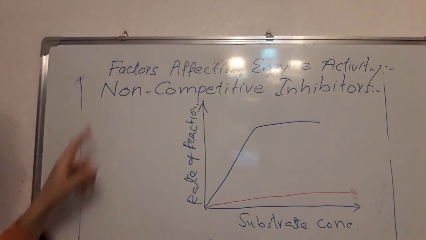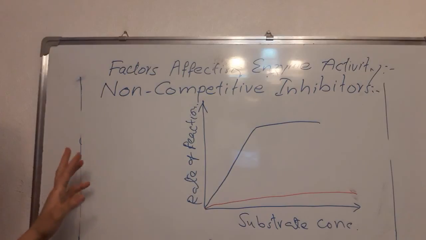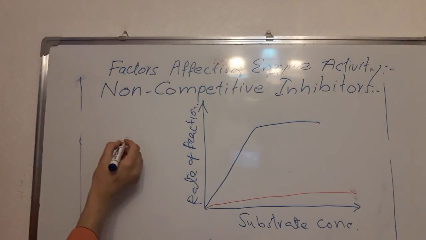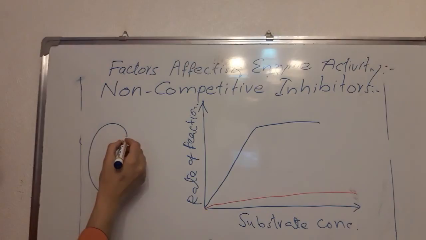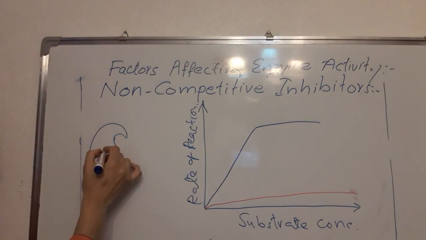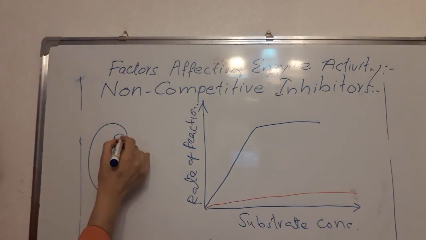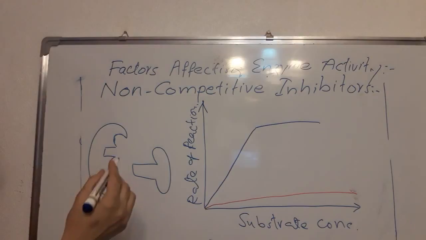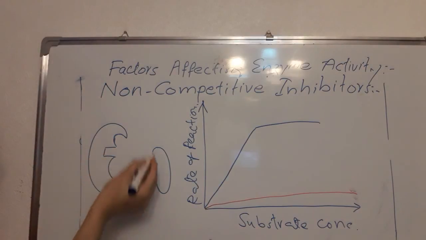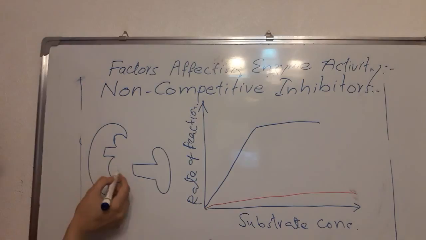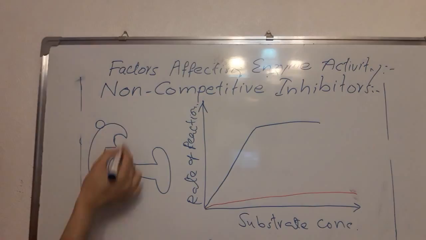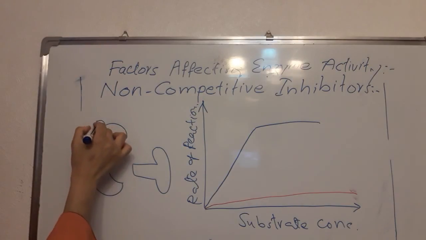Next we will discuss non-competitive inhibitors. Non-competitive inhibitors, as the name indicates, don't compete with the substrate molecule to get into the active sites because they are a different shape. For example, this is the enzyme molecule and this is the substrate molecule. Because the inhibitors are a different shape, they get attached to the enzyme somewhere other than the active site. All the sites other than the active site we call allosteric sites. So these are attached here.